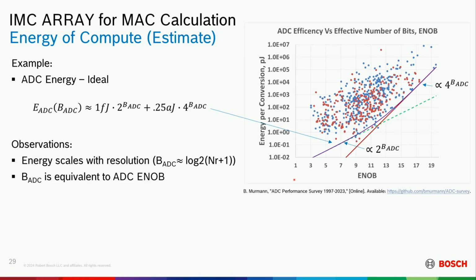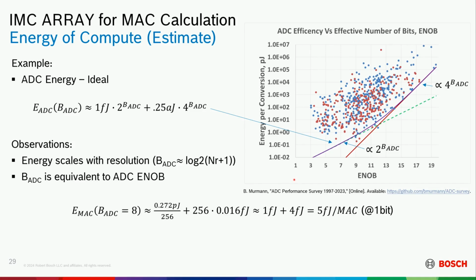So you can get a very rough estimate of ADC energy or overall energy this way. If you use the ADC survey, you can do a curve fit and get the very best case, just to see where you could get with that. So if I have 256 MACs and an 8-bit ADC, then I can get about 5 femtojoules per MAC, and that's about 395 tops per watt, but at 1 bit. So that's decent. It's pretty good, and better than what you can do in digital, but it's also much less precision.